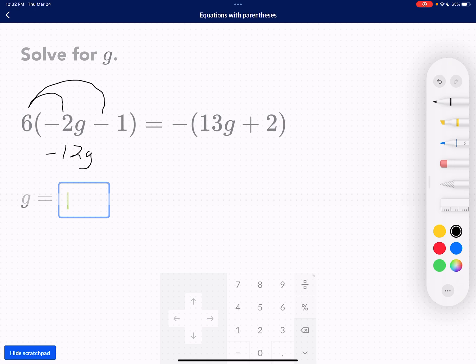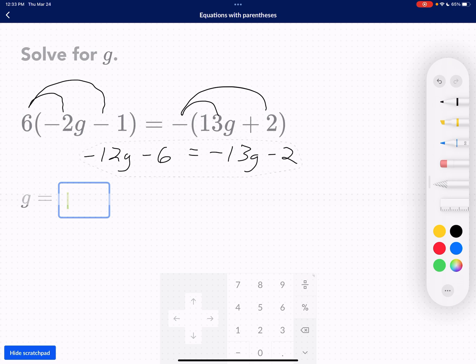But then 6 times -1 is -6. Keep my equal sign. Everything else stays the same. I'm just distributing. -1 times 13g is -13g, and -1 times 2 is -2. And now I just really have to finish solving, just kind of simplify.